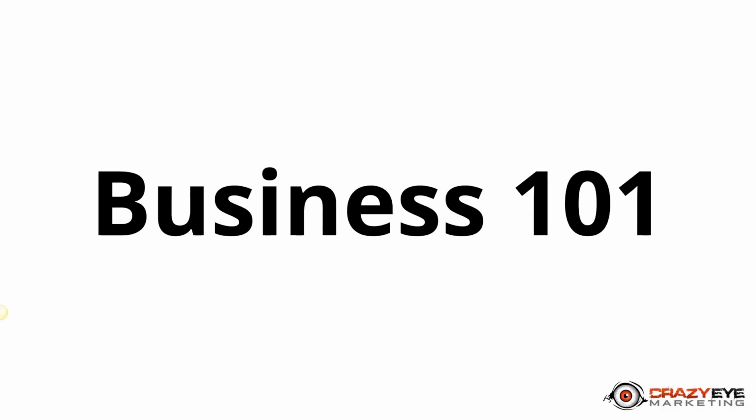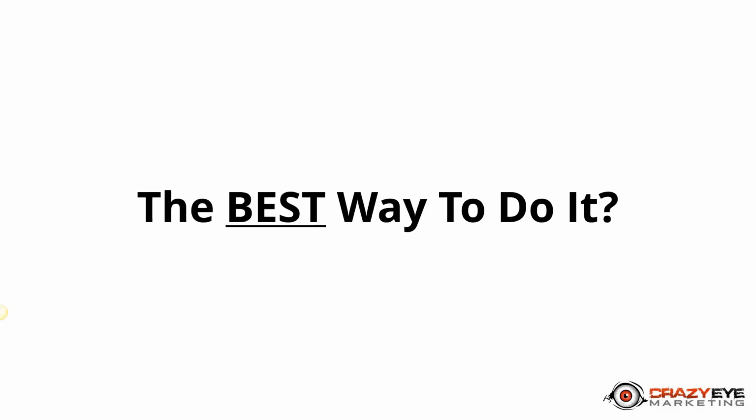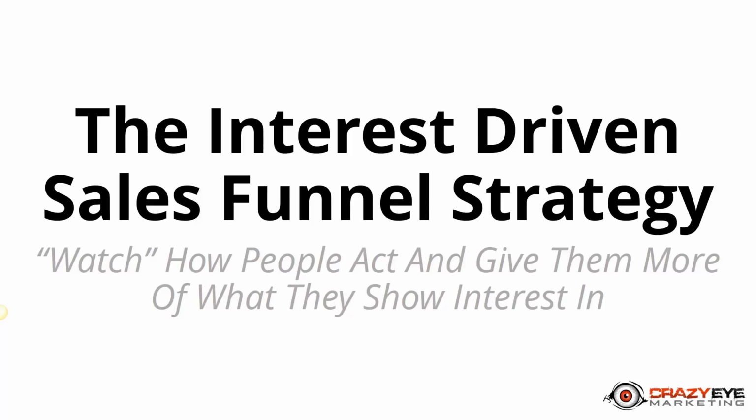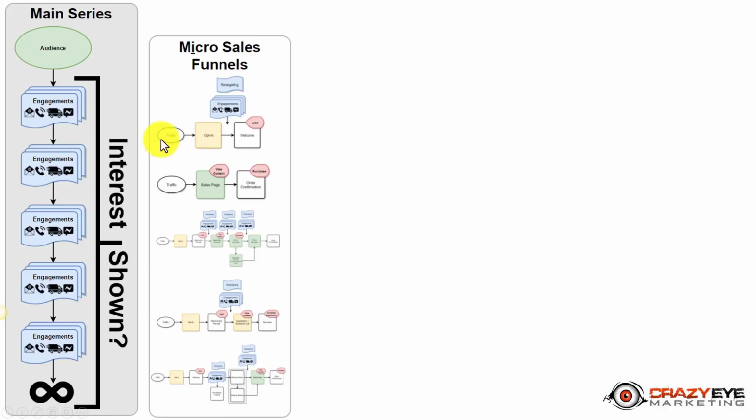And like anything, there's a million different ways to do it, but what is the best way to do it? Well, the best way that I have discovered is what I call the interest-driven sales funnel strategy. Basically, you watch how people act and give them more of what they show interest in. Let me say that again. You're going to watch how people act and then give them more of what they show interest in, right? So people only care about what they care about. So your job becomes to figure out what they like and then sell them what they already like. So this diagram on the left-hand side is an interest-driven sales funnel, and it is a macro level strategy.